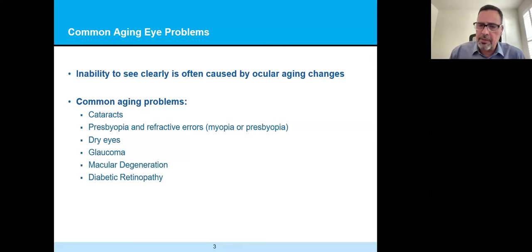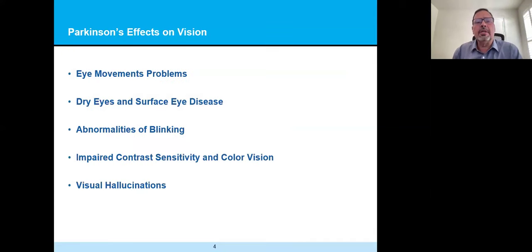So let's talk now about the conditions that are commonly seen with Parkinson's disease, okay? Parkinson's can affect the movement of the eyes, and there are several movements that the eyes perform when we're reading or looking at moving objects, and we will discuss those in detail shortly. Conditions of dryness are also very common. Dry eye syndrome and surface eye disease are very common in patients with Parkinson's. There are blinking abnormalities that can also occur in Parkinson's, impaired contrast sensitivity and color vision, and sometimes visual hallucinations.